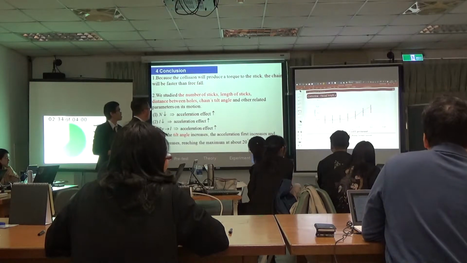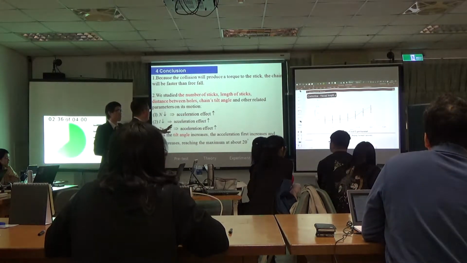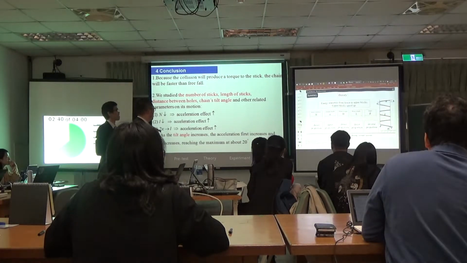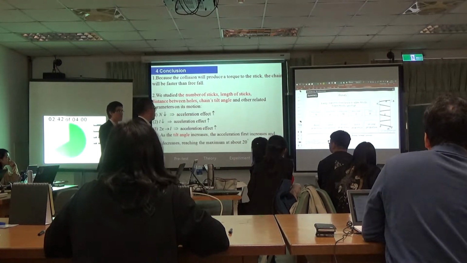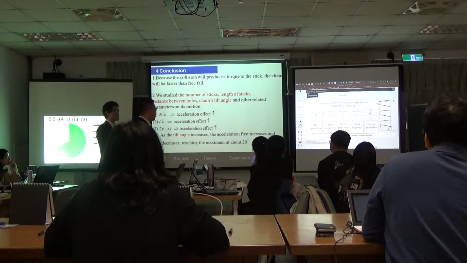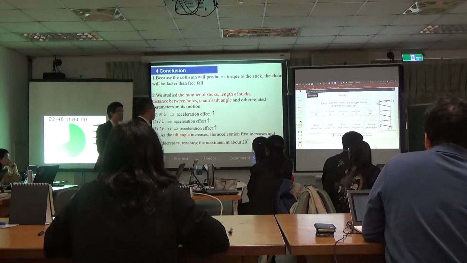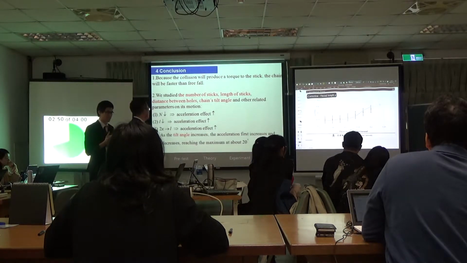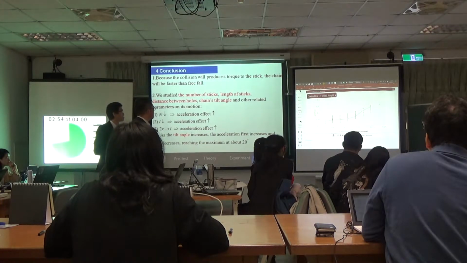I can show the picture when you change the number of blocks. What is the distance here? How many centimeters? What is the length of the block? About 5 centimeters.